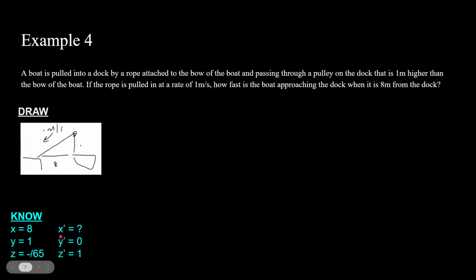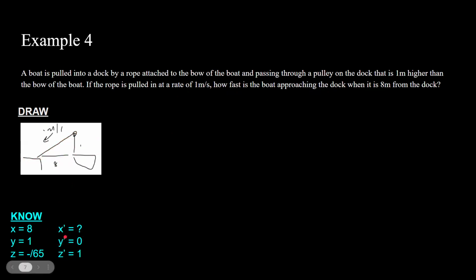X prime is actually what we're finding this time, not Z prime, because see, how fast is a boat approaching the dock? That's right here. We were told the rope is pulled in at 1 meters per second, so that's Z prime. We're trying to find X prime.